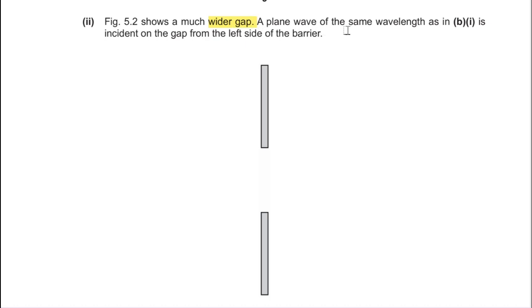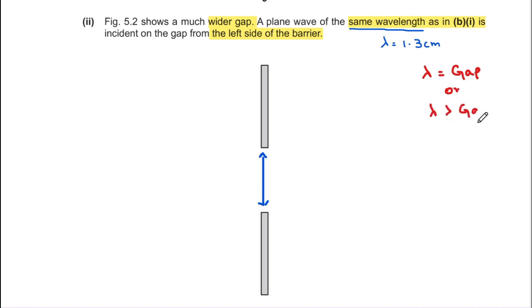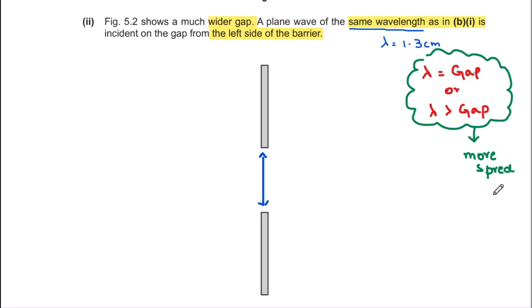The second question says Figure 5.2 shows a much wider gap. A plane wave of the same wavelength is incident on the gap from the left side of the barrier. So the incident wave has the same wavelength as before, which was nearly equal to 1.3 centimeters for me. And the gap is much wider than 1.3. I'm writing a few notes: if the wavelength is equal to the gap or the wavelength is greater than the gap, then the diffraction would be more and the spreading would be more.